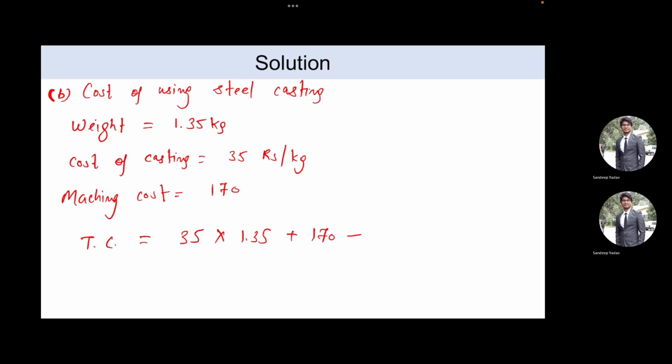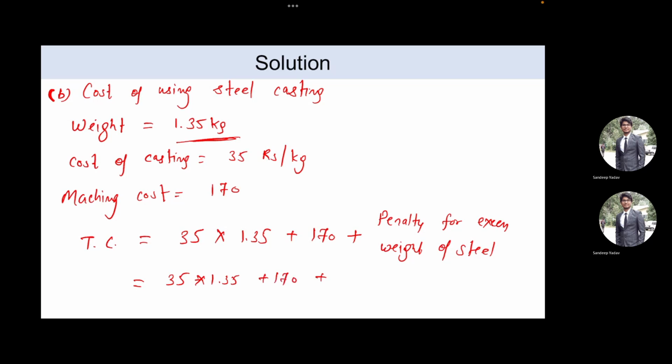But here one more thing will be added to the total cost, which is the penalty for excess weight of steel casting. So that will be 35 into 1.35 plus 170, and how much weight is more? That penalty is 1300 per kg. The weight of the steel casting is 1.35 kg, and the weight of aluminum is 1.2 kg. The remaining 150 grams that we are carrying extra, that will add extra cost. The total cost will be 412.25 rupees in case of steel.